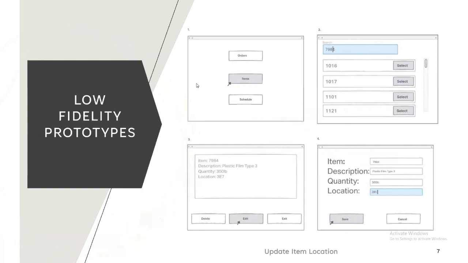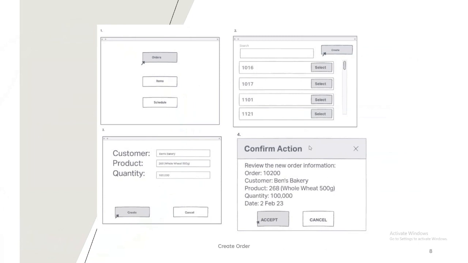The low-fidelity prototypes developed are shown here. This is the one for update item location. Select items. You find the item you wish to edit. Select it. Then you're on the view item page, hit edit, it brings you to the edit item page. You can change location and save. This one's for create order. Select orders, you hit the create button, enter the details of your order, you hit create, and then confirm.